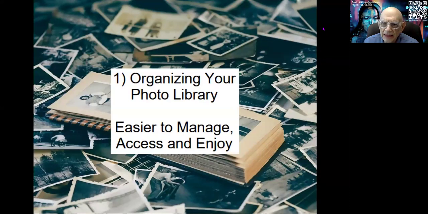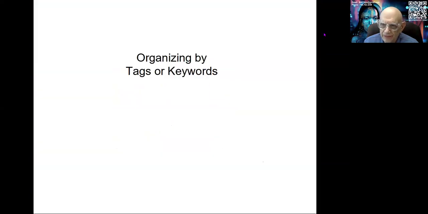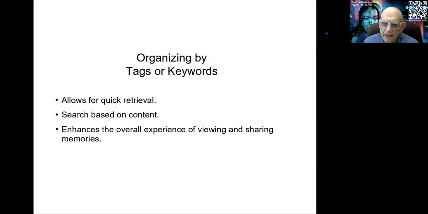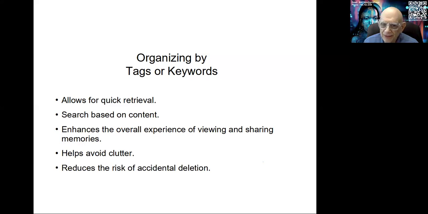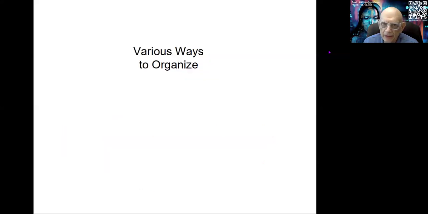So we're going to talk about organizing your library to make it easier to manage and access. One of the ways to do that is by tags or keywords, which allows you to do searches and quick retrieval. You could base it on content, enhance your experience, helps to avoid clutter. And one of the most important things is it reduces the risk of accidentally deleting things. And it also ensures easy backup and recoveries.